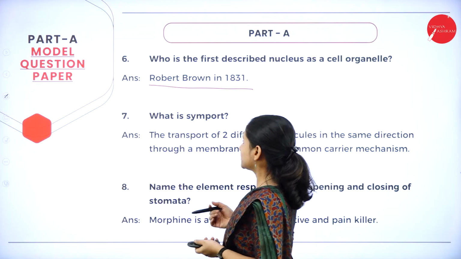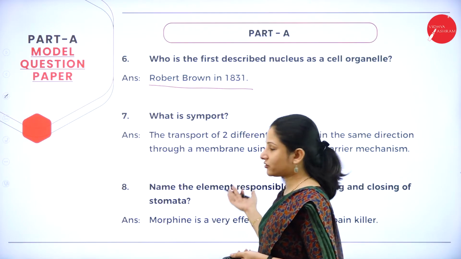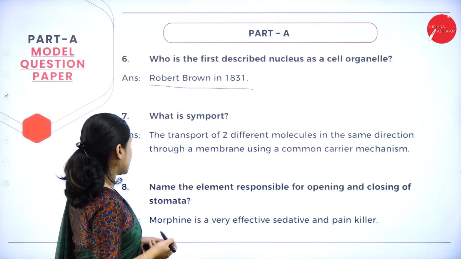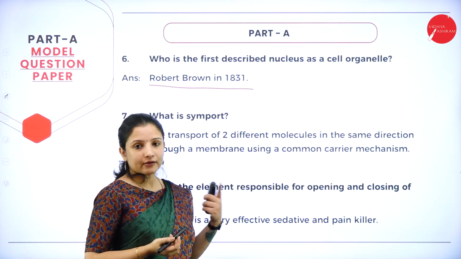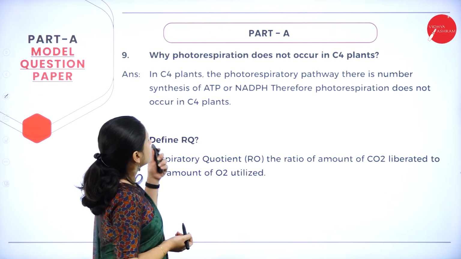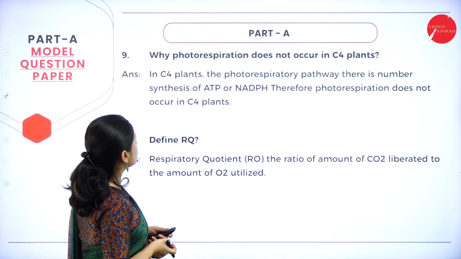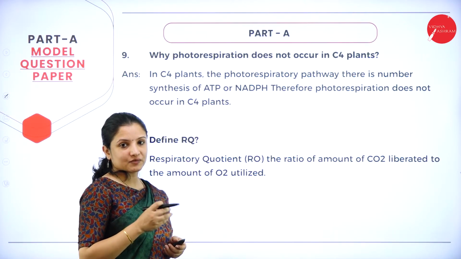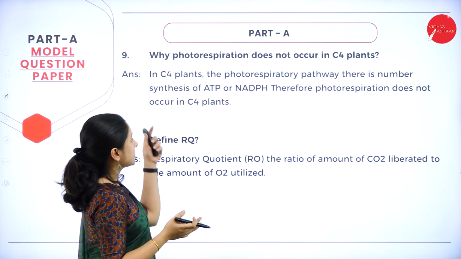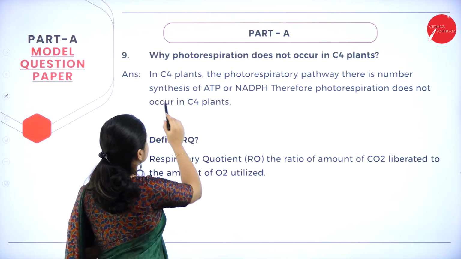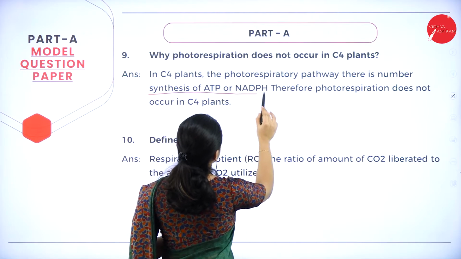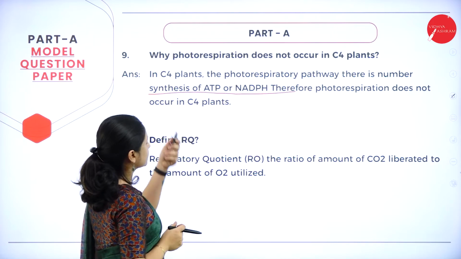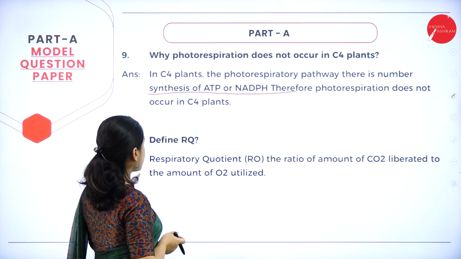Next question: what is sympod? This is a direct question which you need to write. And name the element responsible for opening and closing of stomata. That also you need to write correctly. Then, why does photorespiration not occur in C4 plants? What is the reason? It is the photorespiratory pathway. There is a number of synthesis of ATP or NADPH. Therefore, photorespiration does not occur in C4 plants. You need to mention that.